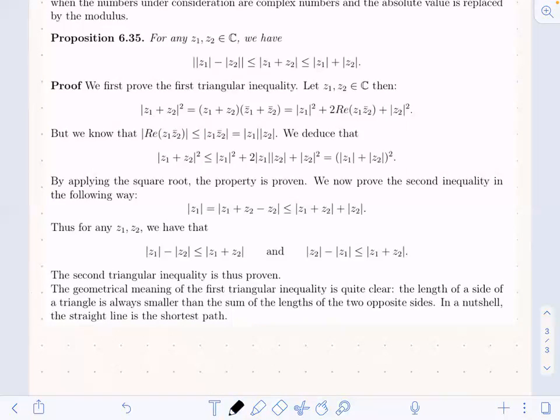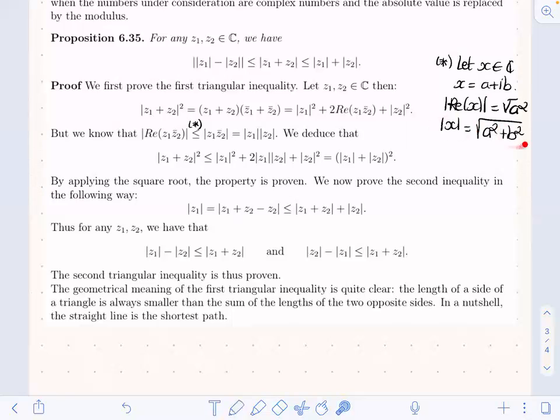If you want to see that a little bit more, let x in C, x equal to A plus iB. Then the modulus of the real part of x is equal to the absolute value of A, and the modulus of x is equal to the square root of A squared plus B squared. So if we rewrite the term above as the absolute value of A squared, you see that this is always smaller than that because B squared is positive. So that's what's written here.